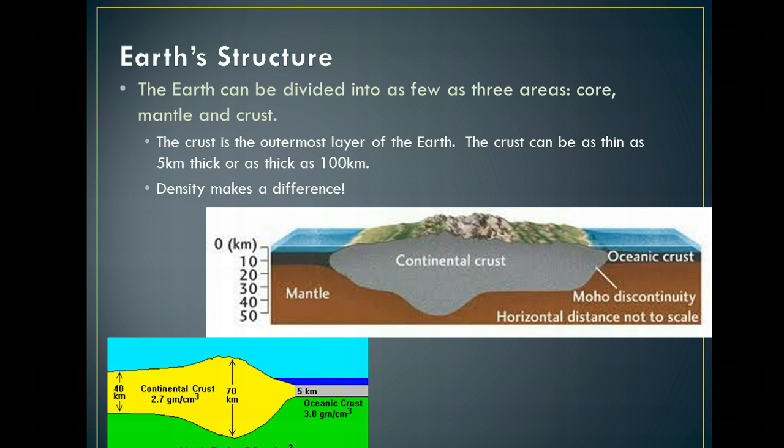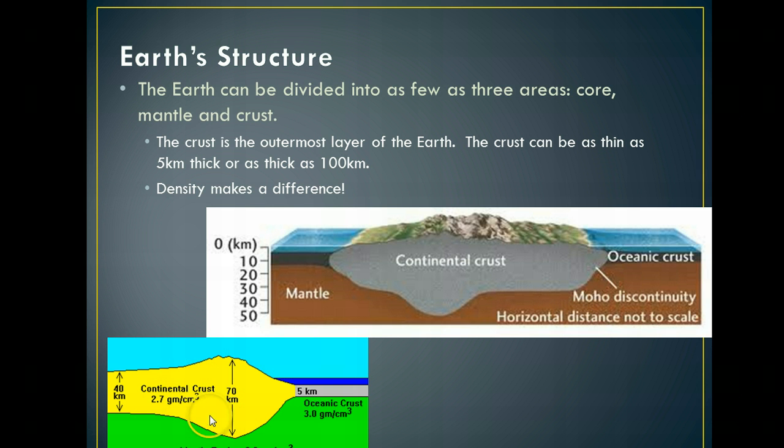This picture here in the middle shows the distances or thicknesses. Under here you have the mantle. Here is a picture of the continental crust. You can see how thick it is compared to this dark brown oceanic crust right here. This Moho discontinuity, I can't say that word, we will talk about that later.